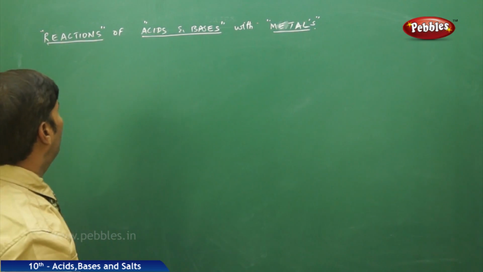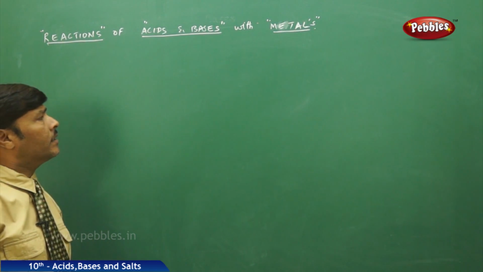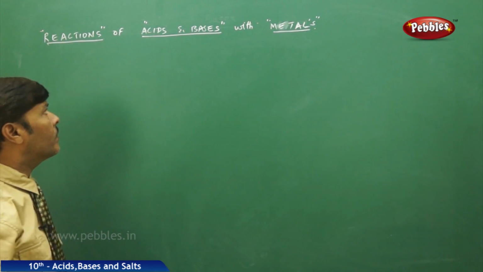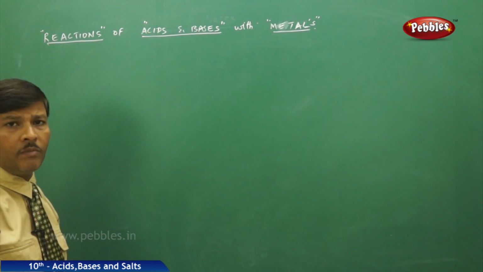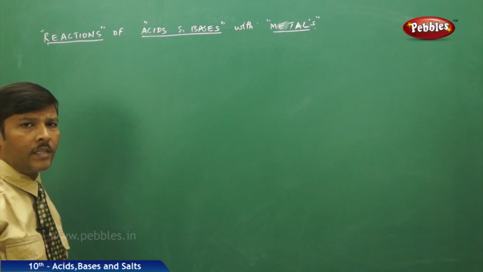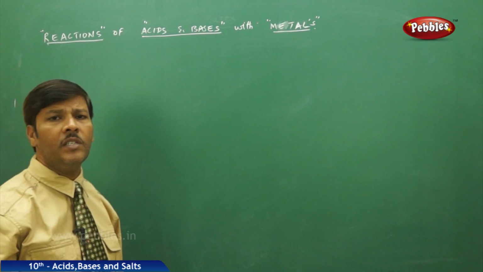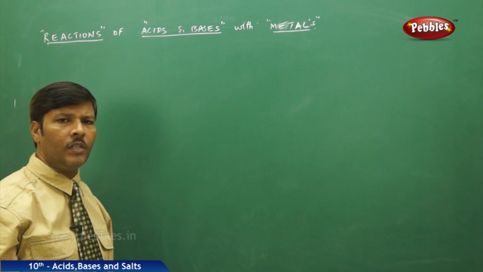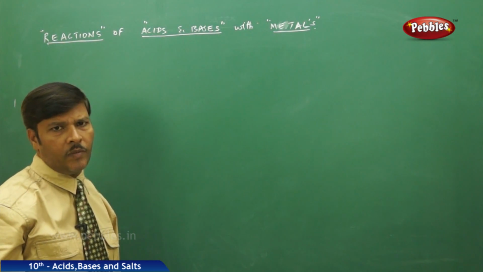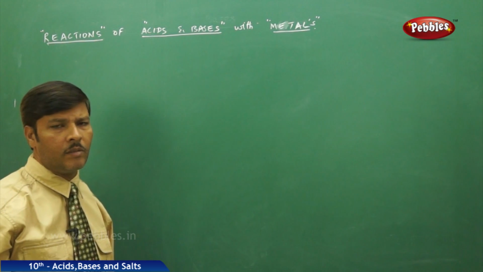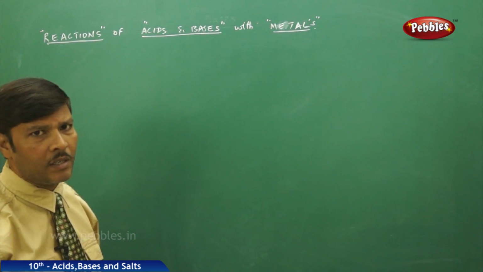So here the next topic in the acids, bases and salts chapter is reactions of acids and bases with metals. One thing you have to understand here is that acids and bases usually have the tendency to react with metals. If they react with metals, what kind of reaction is possible for both acids and bases? Let us observe.